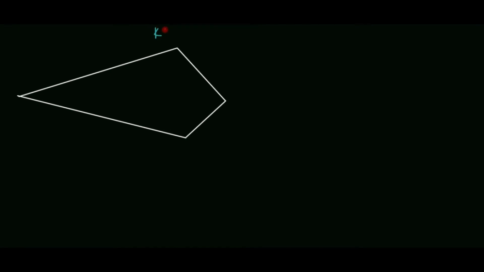And then here we have a kite. Let's say this is A, B, C and D. So what you should know about a kite is that two pairs of adjacent sides are equal. So this one and this one are equal. And another thing, one pair of opposite angles are equal. This angle and this angle are equal. This angle and this angle, they are not equal. So only one pair of opposite angles are equal, which is this one and this one.